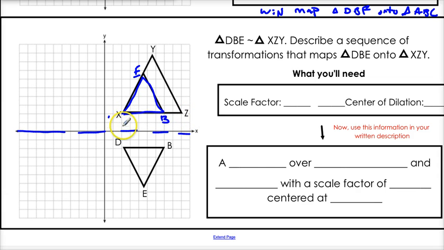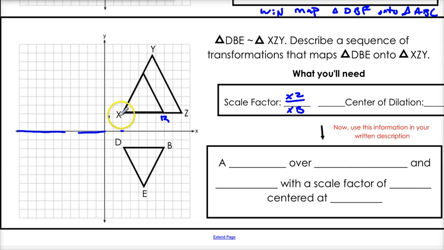So our image, after this transformation, is going to be XZ. All right, so that's going to be XZ on top. Our pre-image is XB. All right, so that's going to be our scale factor, our image over our pre-image. Well, we can actually count that out. So let me erase all this stuff. All right, so we can do some counting.